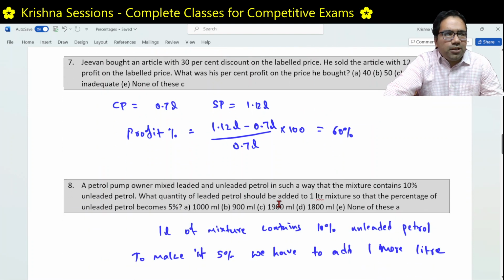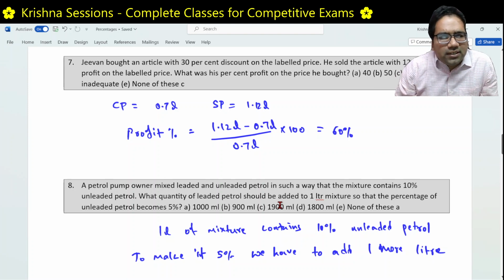Now, a petrol pump owner mixed leaded and unleaded petrol in such a way that the mixture contains 10% unleaded petrol. What quantity of leaded petrol should be added to 1 liter of mixture so that the percentage of unleaded petrol will become 5%? Earlier it is 10%. Remaining doesn't matter. Now if it has to become 5%, then obviously the 1 liter should become 2 liters. So one more liter has to be added to make it 5%, right?